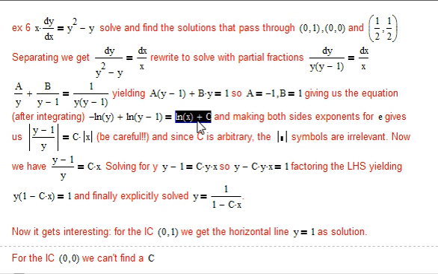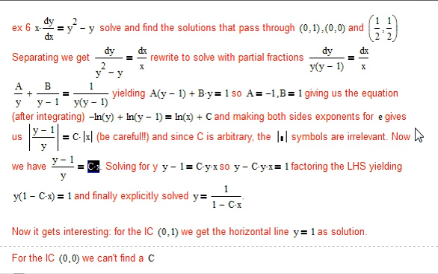Remember, when I make both sides exponents for e, e to the C is going to be our arbitrary constant. This is actually e to this C. And since it's arbitrary, we don't have to worry about the absolute value symbols anymore. So we got y minus 1 over y equals Cx.